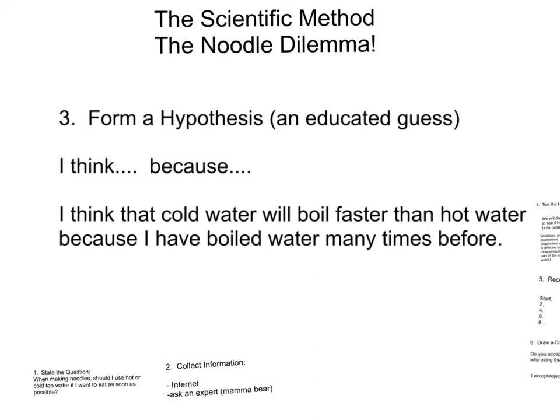A boy in class said, I think that cold water will boil faster than hot water because I have boiled water many times before. So this was his individual hypothesis, and he thought that cold water would boil faster. So the third step of the scientific method was to form a hypothesis, an educated guess.